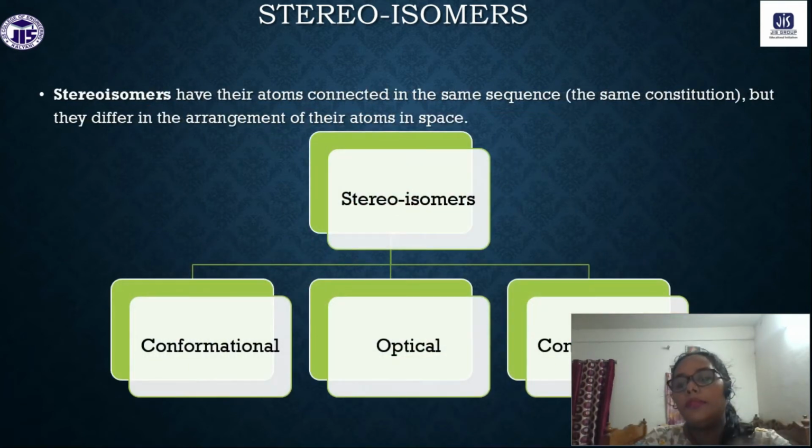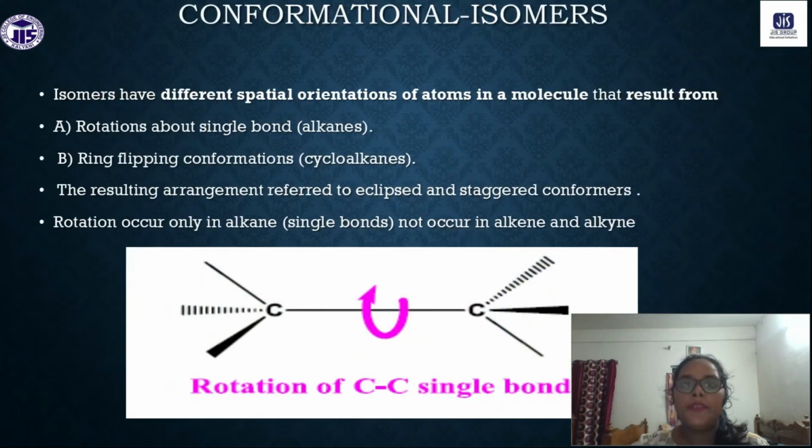Now stereoisomers are generally of three types: conformational isomers, optical isomers, and configurational isomers. We can also say that stereoisomers are of two types: one is conformational and the other is configurational isomer. Now this configurational isomer is again of two types: one is optical isomer and one is geometrical isomer. These subdivisions we can also make. Okay, now what are conformational isomers?